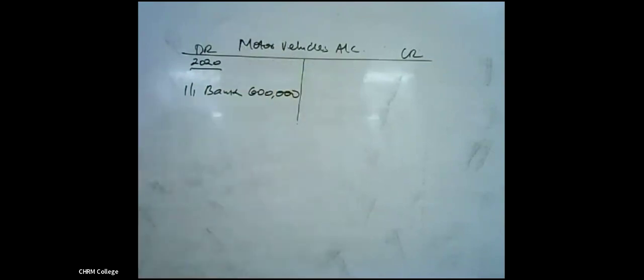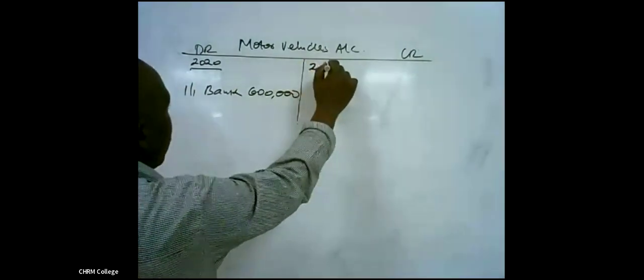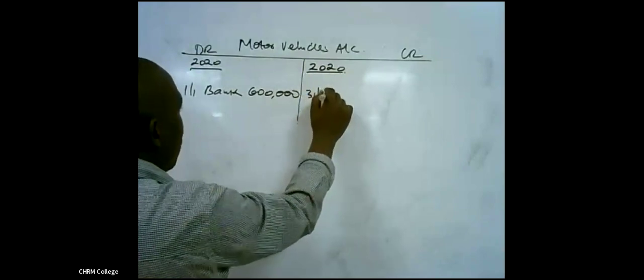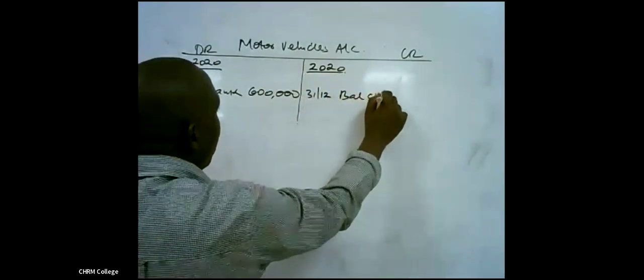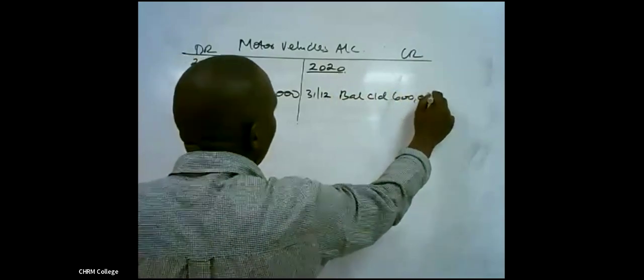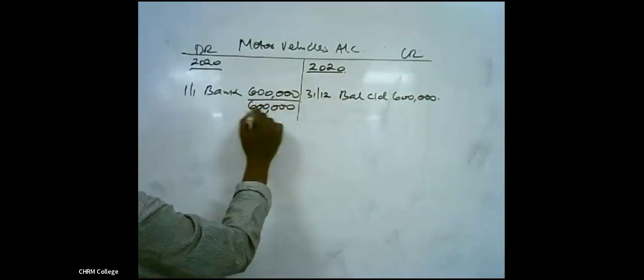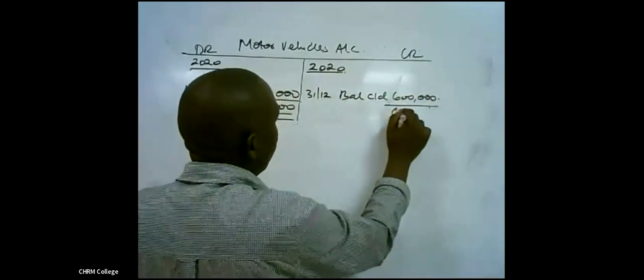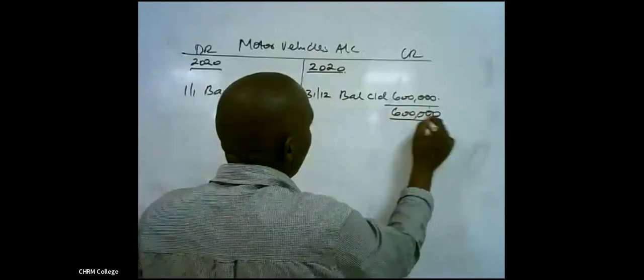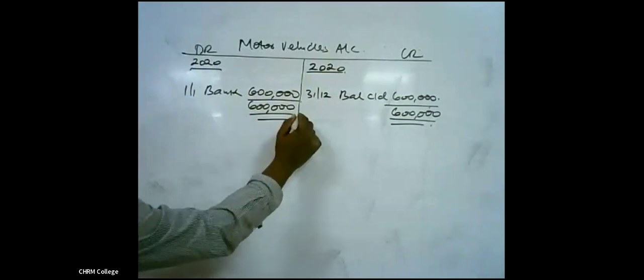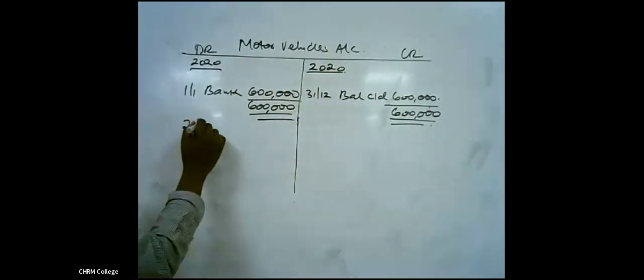But this is not double entry. This is just the motor vehicle account only. Then, when that year comes to an end, that is on 1st of December, the balance carried down is 600,000, so that it can balance at 600,000. What you close with is what you open with in the year 2021.